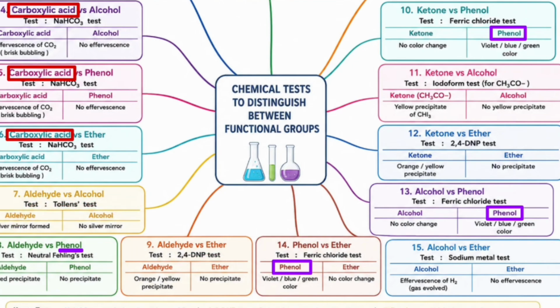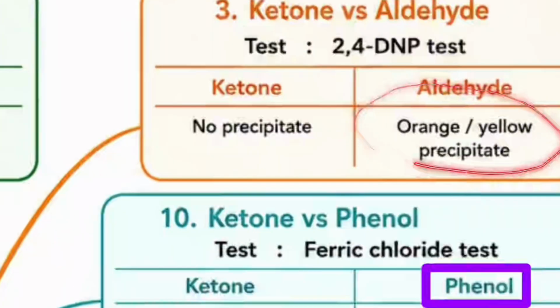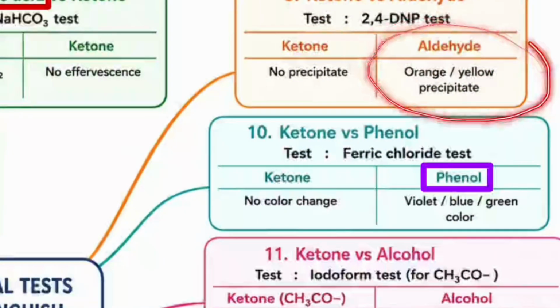Now aldehyde versus ether. Aldehyde gives an orange or yellow precipitate, while ether gives no precipitate. Here also an orange or yellow precipitate, but ketone gives no precipitate. So ketone and ether give no precipitate, while aldehyde does, in this 2,4-DNP test.